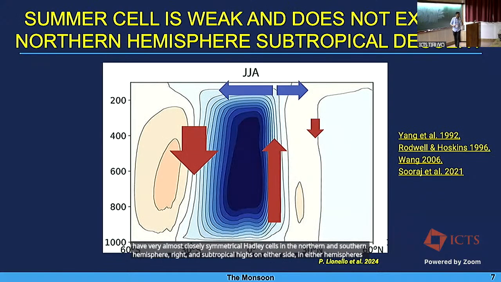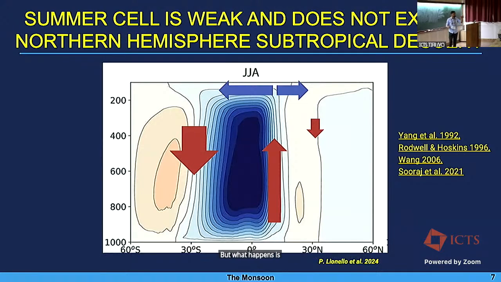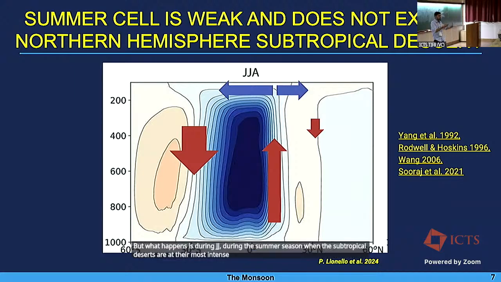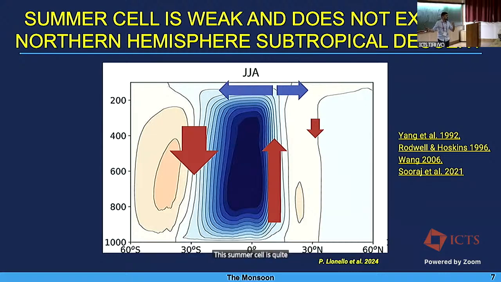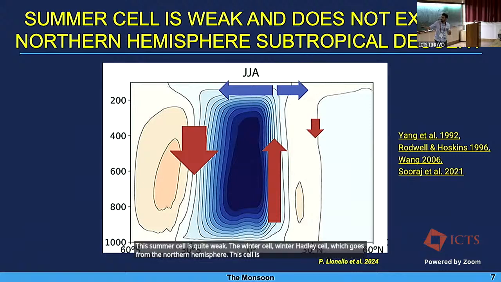But what happens is during the summer season, when the subtropical deserts are at their most intense, when the climate in these arid regions is at its most intense, also when the monsoon is at its most intense, the summer cell is quite weak. The winter Hadley cell, which goes from the northern hemisphere, this cell is going across the equator into the southern hemisphere. That is the strongest cell.